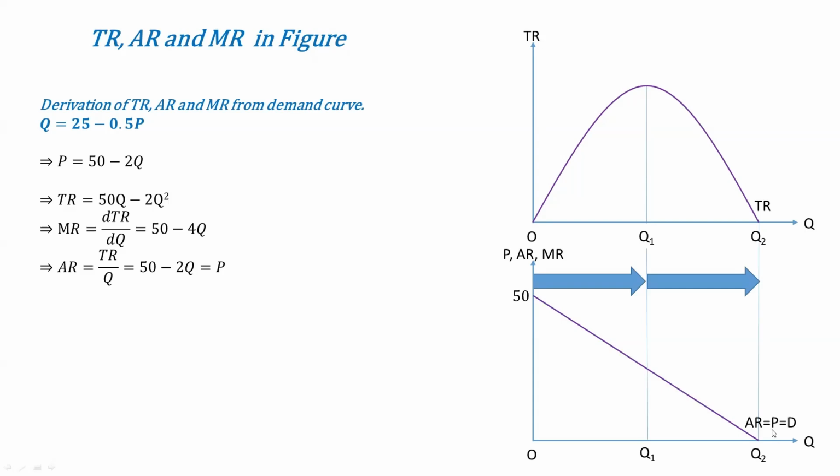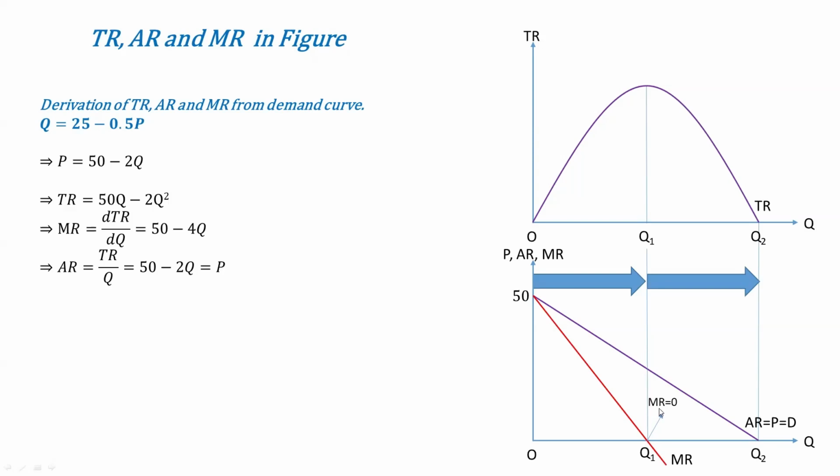As we know, average revenue equals price. The marginal revenue curve starts with the same intercept, that is 50. You see, the intercept in the marginal revenue equation is 50. Hence, marginal revenue starts from 50 and passes through Q1. At Q1, marginal revenue equals 0. I repeat, marginal revenue starts with the same intercept, 50, and passes through Q1. At Q1, marginal revenue equals 0.